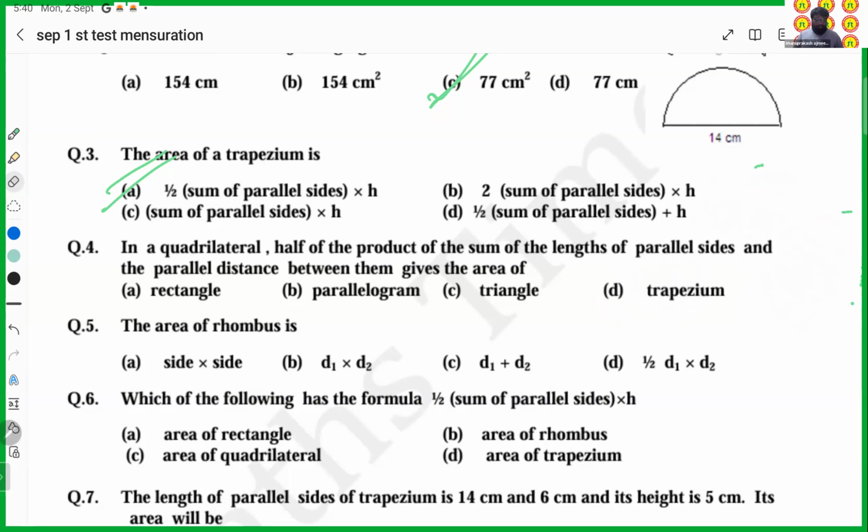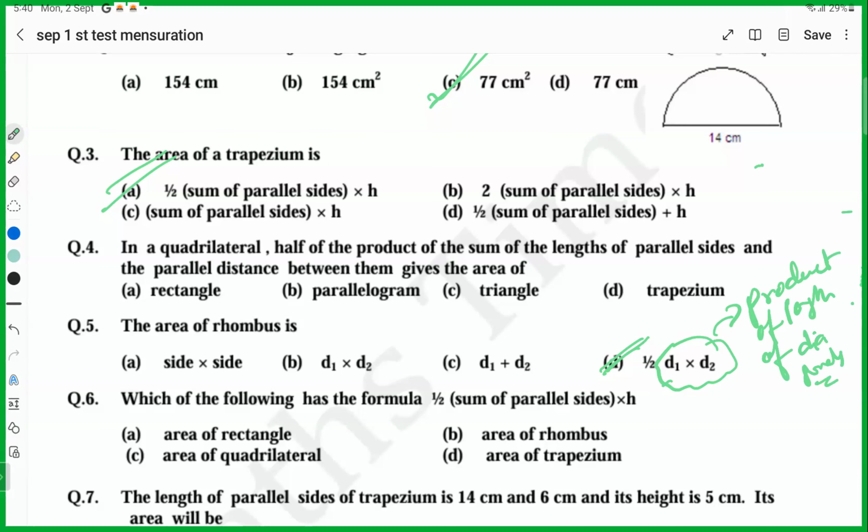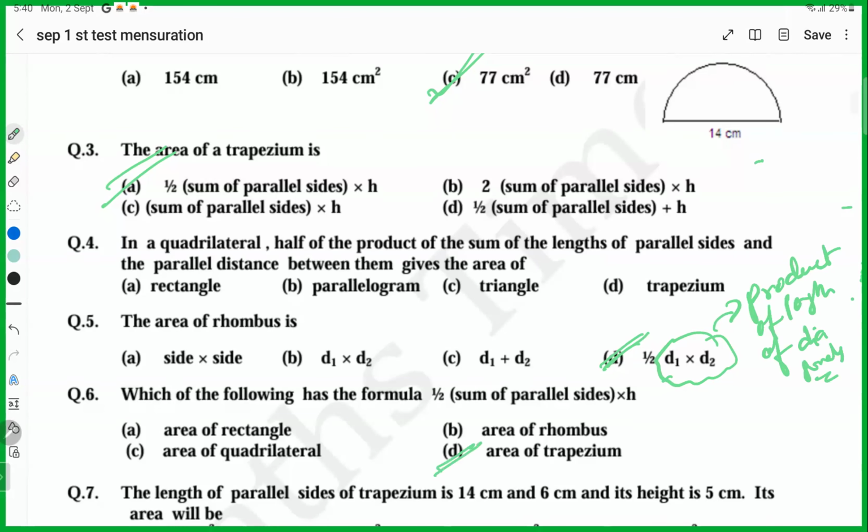Now next, area of rhombus. What is the area of a rhombus? We discussed this many times: half into the product of the length of the diagonals. Next, which of the following has the formula half into sum of parallel sides into H? Again, a similar kind of question. Trapezium, option D.